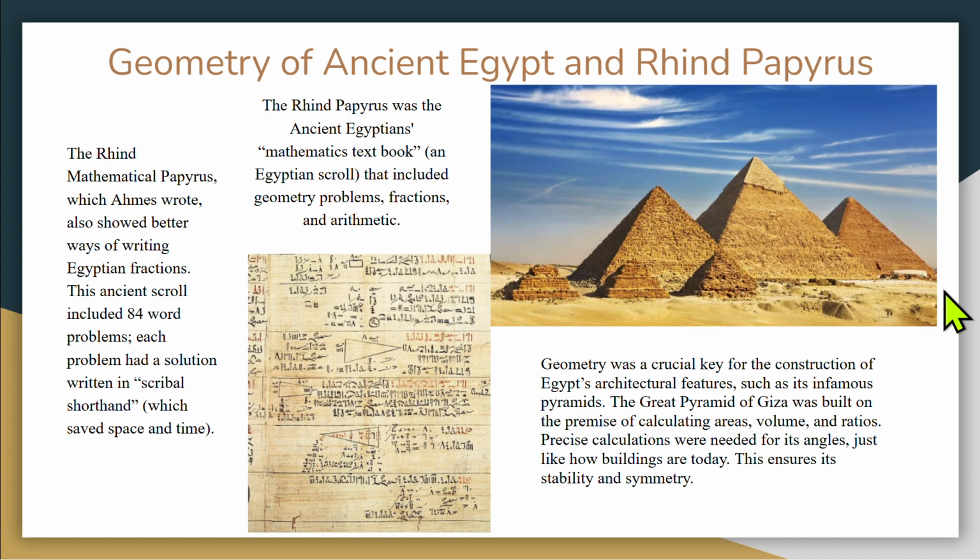Geometry was a crucial key for the construction of Egypt's architectural features, such as its infamous pyramids. The Great Pyramid of Giza was built on the premise of calculating area, volume, and ratios. Precise calculations were needed for its angles, just like how buildings are today. This ensures its stability and symmetry.